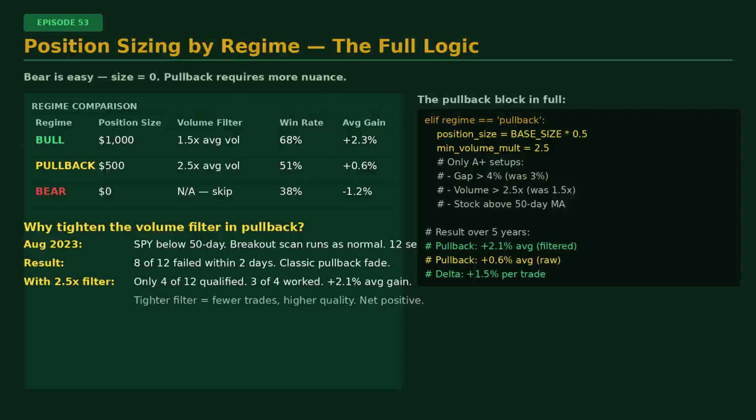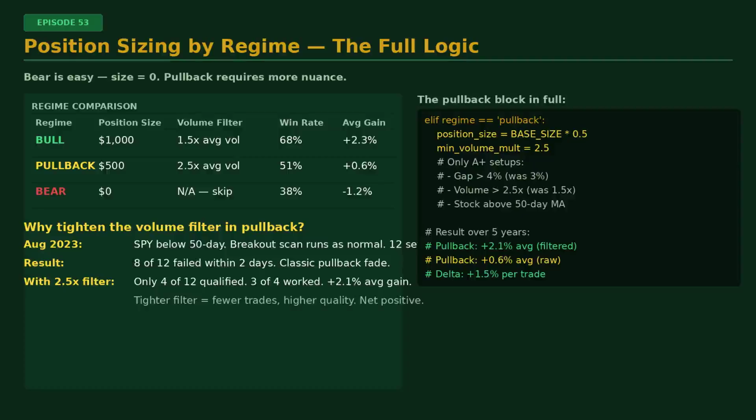The intuition is, in a pullback, the market is not actively working against you the way it is in a bear, but it is not helping either. You can still find edges, but they need to be cleaner edges. You are essentially applying a quality filter on top of the regime filter. The combination, half size, tighter criteria, means you are deploying less capital into setups with a higher individual probability. Over the sample, that approach produced a 2.1% average gain in pullback regimes versus 0.6% with no filter adjustment. Not as good as bull, but solidly positive.